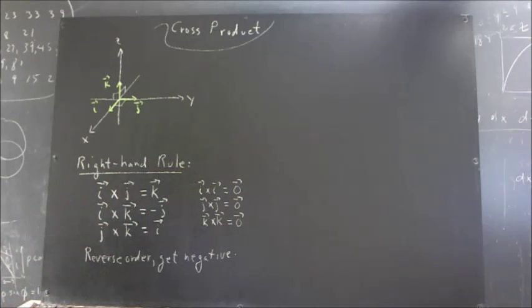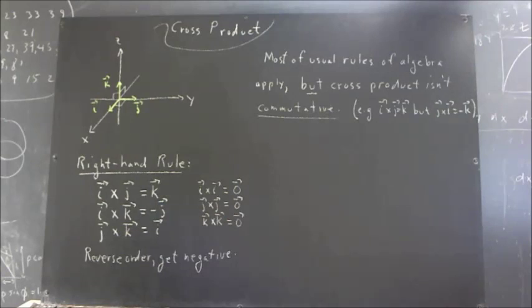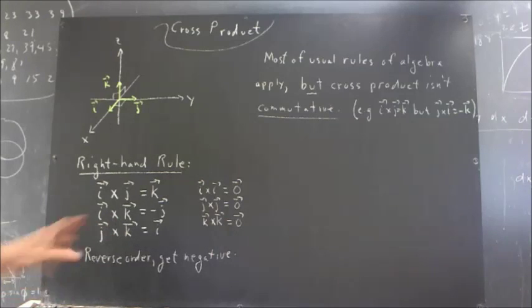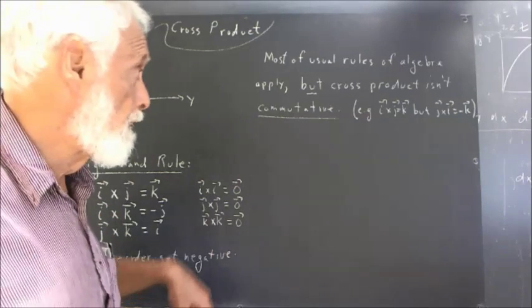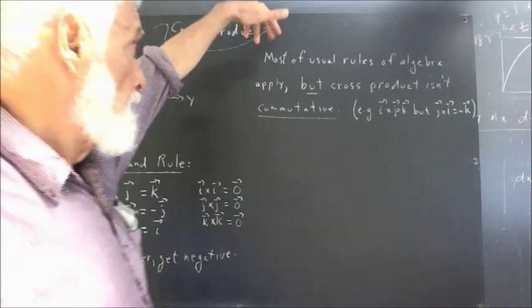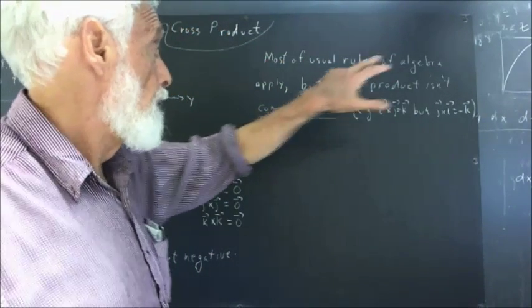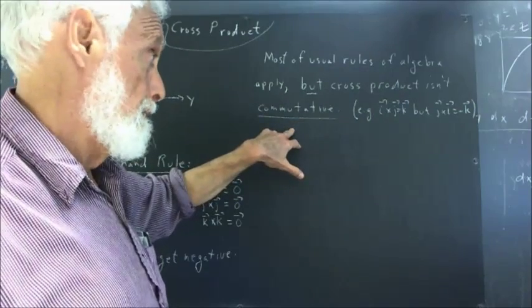Okay, well, that defines the cross product completely, but it doesn't give us a good grasp of how it behaves. Now, I'm not going to go through a recitation of all the properties. Again, I'm reviewing something you're supposed to already know, and this is covered in the first chapter of a university physics text. But I'll just say most of the usual rules of algebra apply, but the cross product isn't commutative.